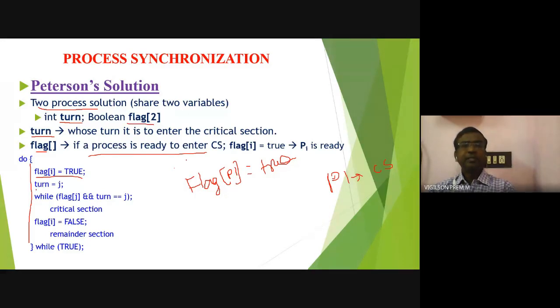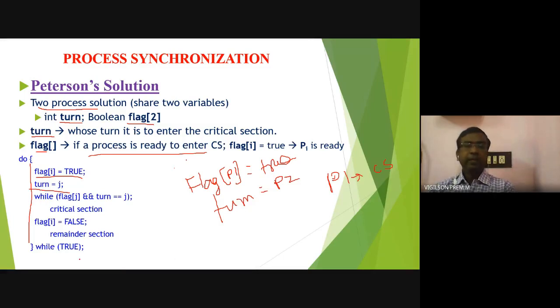See now here you see turn equal to j. Once I am making it like this, turn equal to j means what? P2. So before entering into the critical section, the flag of P1 is set as true. After setting it true, P1 enters the critical section. When P1 is entering the critical section, by default, who will get the next turn? Only P2. So the turn value will be assigned as P2.